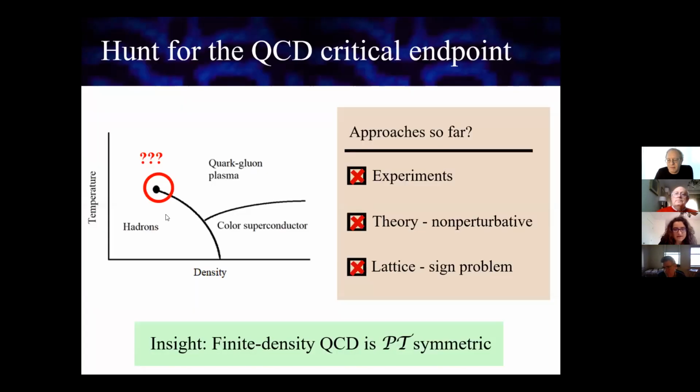Let's start with the physical motivation. One of the big long-standing problems in nuclear physics is trying to find the QCD critical endpoint. If you look at the QCD phase diagram and what we expect for it, normal matter, what's around us every day, is hadrons. So you have quarks confined inside a proton or a neutron, or other baryons and mesons. When you get up to really high temperatures and densities, though, you end up going to a quark-gluon plasma.